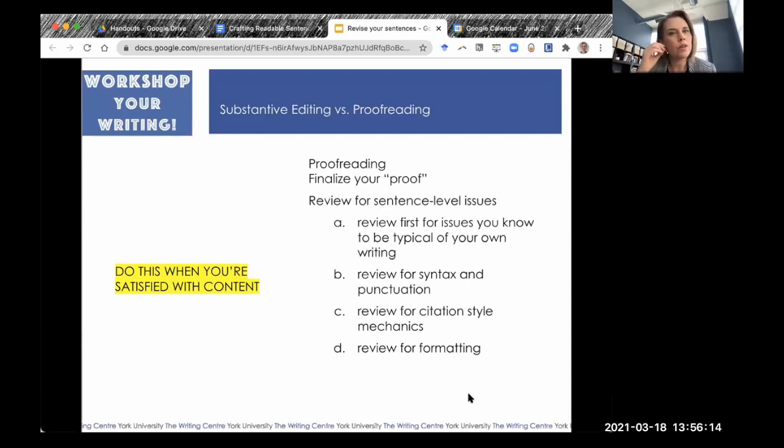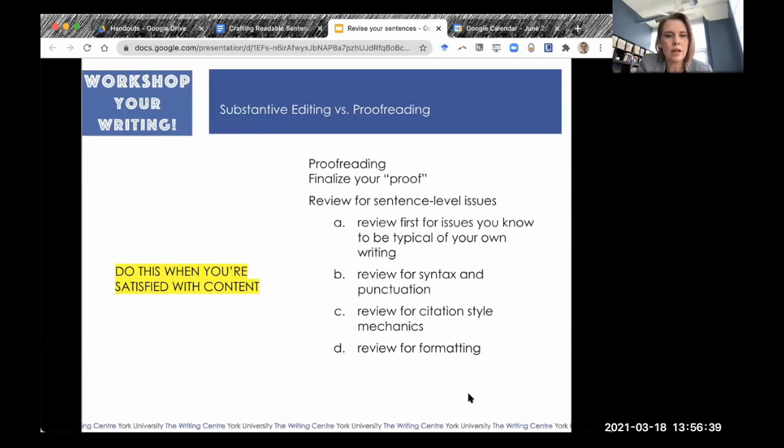So if you can work with someone to make a list of the foibles that you tend to make, then you'll be able to quickly go through and proofread for those issues that will very likely be in your paper first. And then if you run out of time and you need to hit submit, at least you've cleared up the majority of those issues that you tend to make.